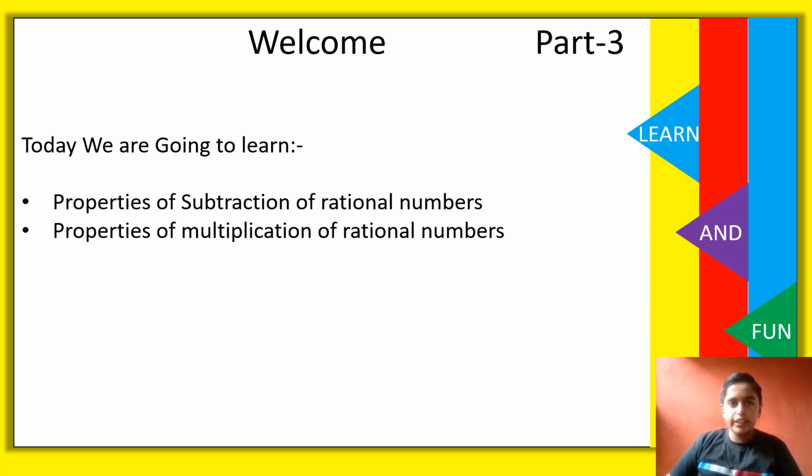So today we are going with part 3 of rational numbers of maths. The day before, you got the video of rational numbers part 2. We have 4 parts of it and this is part 3, the second last part. Today we are going to learn about properties of subtraction of rational numbers and properties of multiplication of rational numbers. So these two topics will be covered in today's video. So let's start.